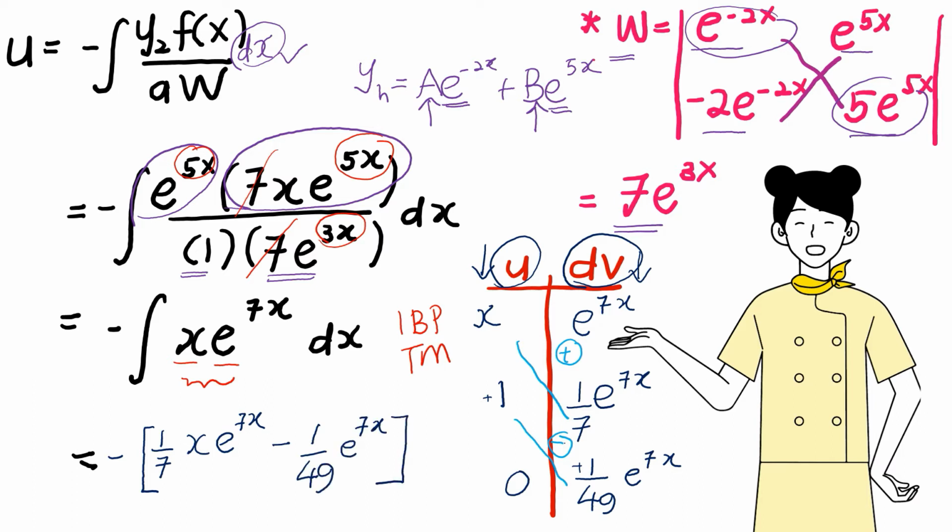e^7x. There is no need to add a constant c or any constant, because we already have constants in our yh. So we just leave our u like this. Okay, so this is our u.